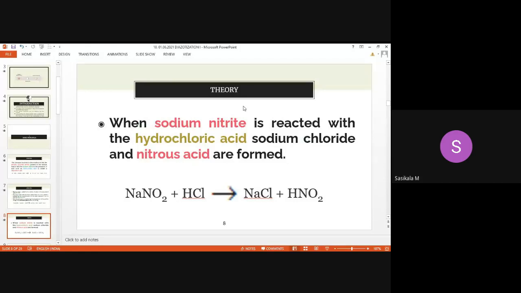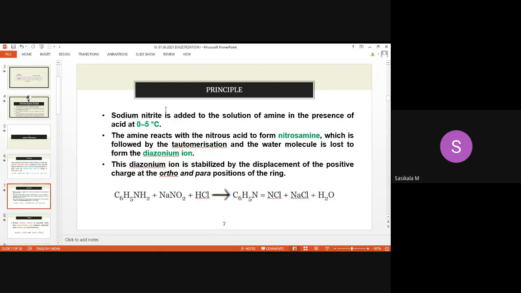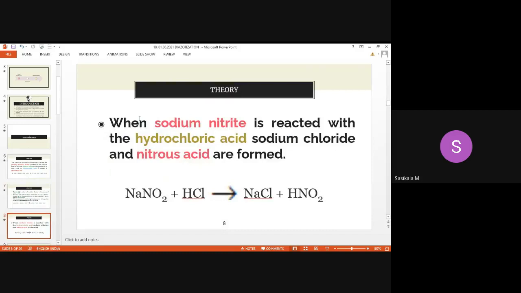Next, we'll move on to the theory behind diazotization titration. When sodium nitrite is reacted with hydrochloric acid, sodium chloride and nitrous acid are formed. This is the first reaction, as we have discussed here. Nitrous acid formation occurs. So when sodium nitrite reacts with the hydrochloric acid, it gives sodium chloride and nitrous acid. See the structure of nitrous acid.